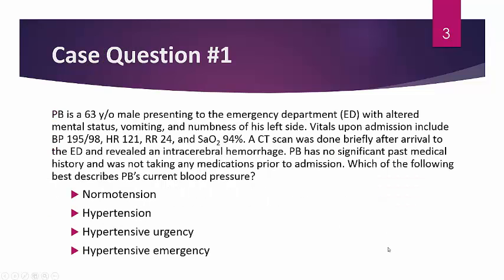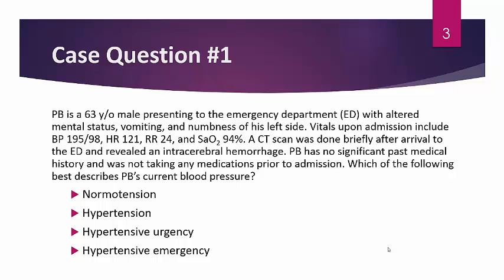We'll start off with a case. PB is a 63-year-old male presenting to the ED with altered mental status, vomiting, and numbness of his left side. Vitals upon admission include blood pressure 195/98, heart rate 121, respiratory rate 24, and oxygen saturation 94%. A CT scan was completed briefly after arrival to the ED and revealed an intracerebral hemorrhage. PB has no significant past medical history and was not taking any medications prior to admission.